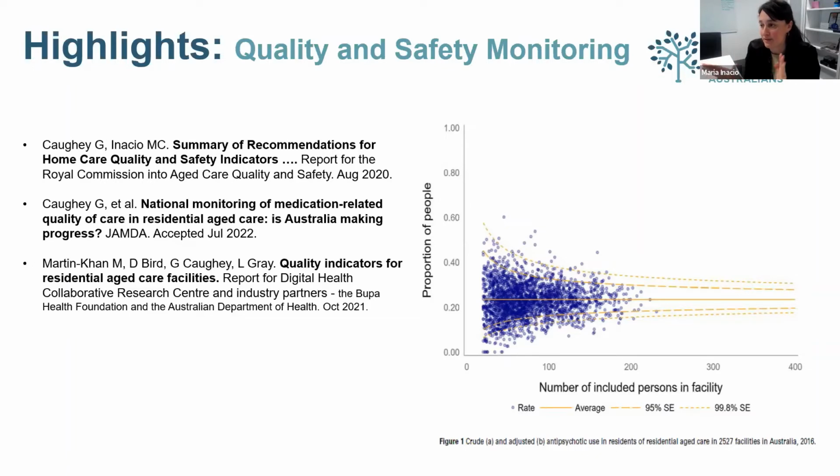And the figure that I have on this slide right now is just showing you the adjusted antipsychotic use in residents of 2,500 facilities in Australia in 2016. And I think what is important about this figure is that, unlike the other figures that I showed you before that showed a bit of variation, there's very little variation in regards to antipsychotic practices nationally. But that's the kind of really important information you can derive from doing this work and understanding practices nationally.